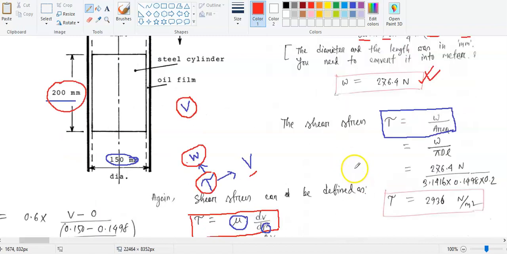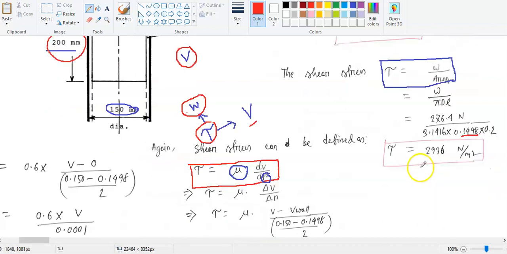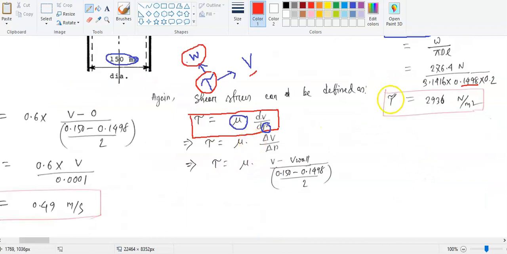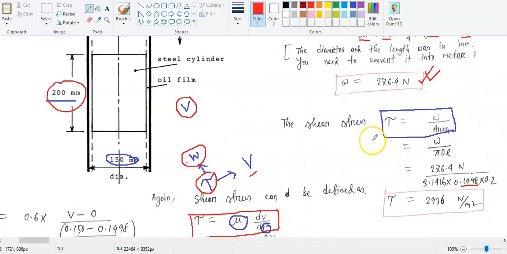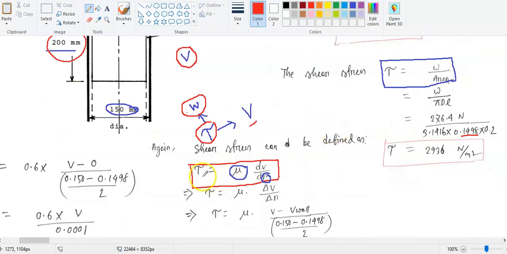Once we get the weight, then we will calculate the shear stress. It is equal to weight over area. The area of the cylinder is simple, pi d L. Substitute all values. This is the same 0.1498 and the L is 0.2. So we got the shear stress. Now this is the tricky part. Once we know the weight and the shear stress, we will substitute the shear stress value here.